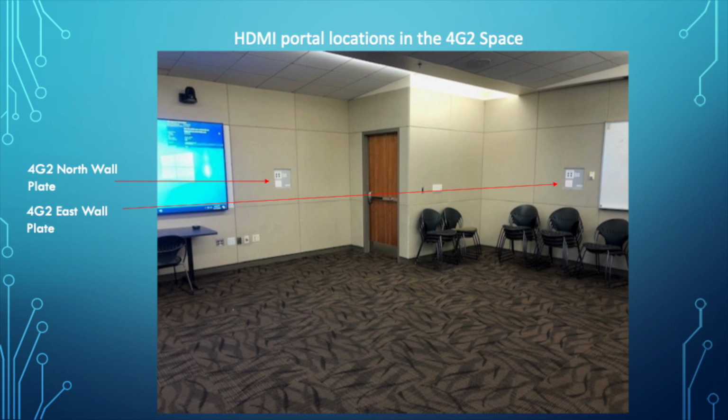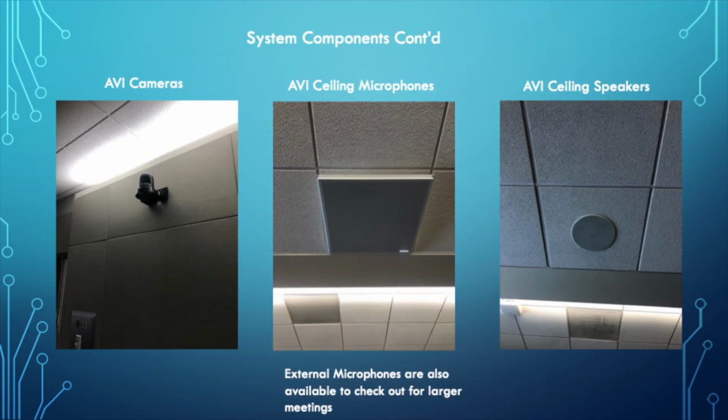There are ceiling microphones, as shown, to send audio to remote users during audio and video calls. There is one in each space, for the 4F6 room and also in the 4G2 room. There are also ceiling speakers for those in the rooms to hear remote users during audio and video calls. There are 6 in the 4F6 space and then 6 in the 4G2 space.